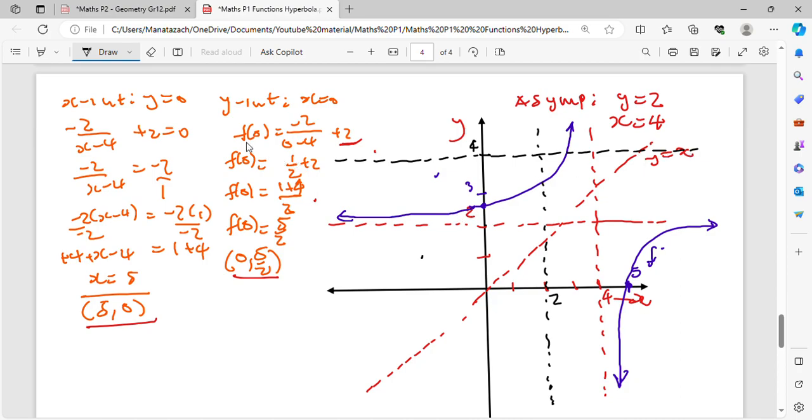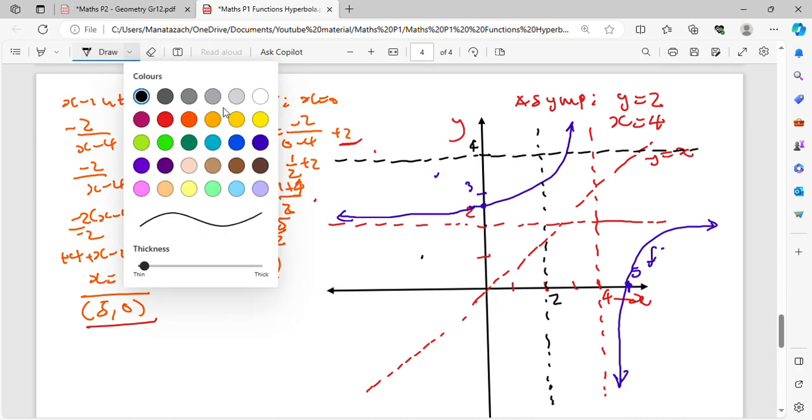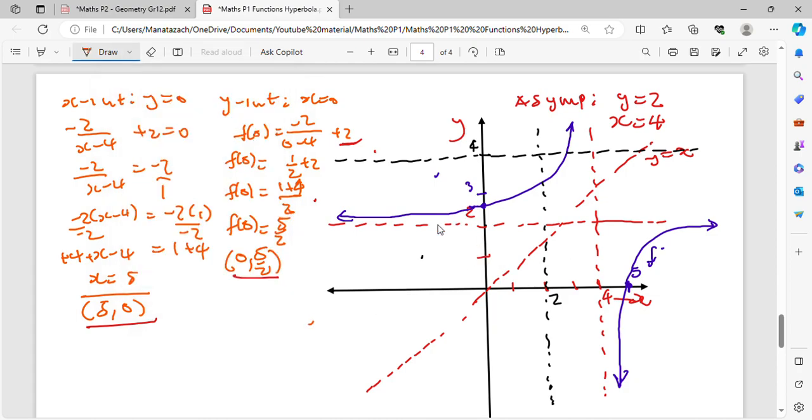Okay, now let's choose a color to draw the inverse. Choose orange. Okay, since we had the x-intercept at 5, now we're going to have the y-intercept at 5, right? So you see, I will swap everything around. We had the y-intercept at 2.5. Now we're going to have the x-intercept at 2.5.